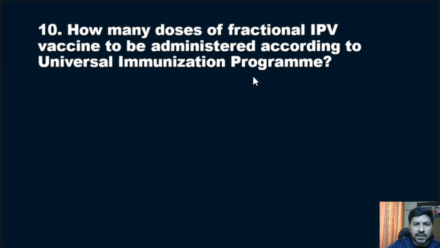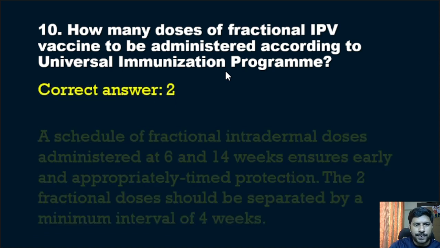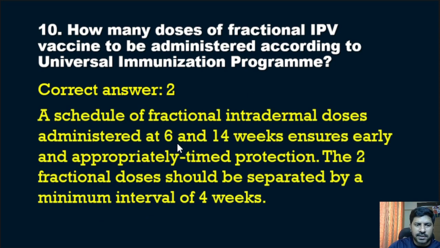10th question. How many doses of fractional IPV vaccine are to be administered according to the Universal Immunization Programme? Correct answer, 2 doses. A schedule of fractional intradermal doses administered at 6 and 14 weeks ensures early and appropriately timed protection. The 2 fractional doses should be separated by a minimum interval of 4 weeks or 1 month. So it should be administered during the 6th and 14th weeks of birth, and it replaces the earlier OPV doses.